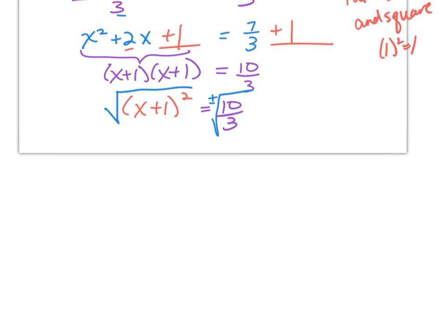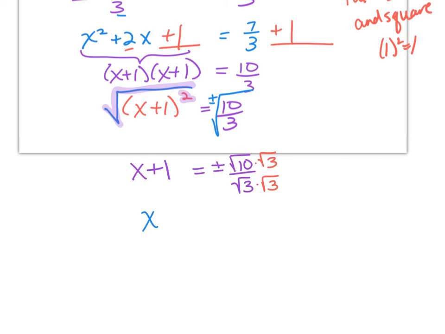Okay, let's continue down the page here. When we simplify our next step, the square root and the squared power are inverses. So this is going to simplify to x plus 1. And on the right side, it's plus or minus the square root of 10 over 3. Now we can write this as plus or minus the square root of 10 over the square root of 3. We can rationalize the denominator here by multiplying the numerator and the denominator by the square root of 3.